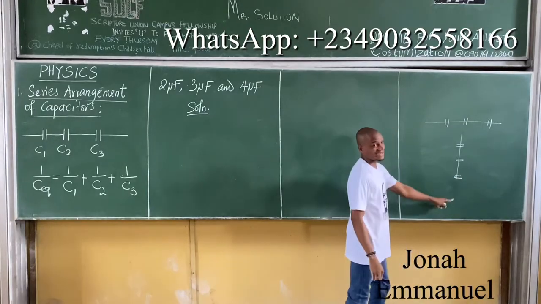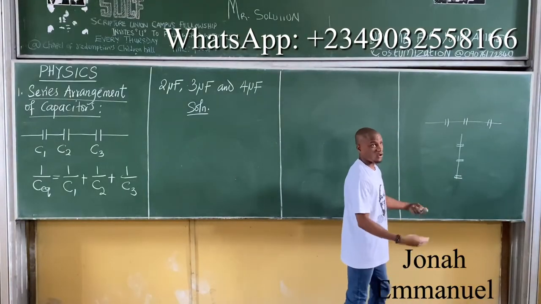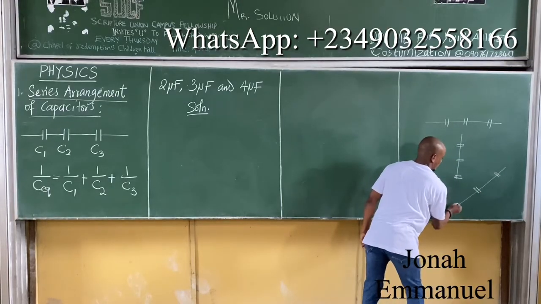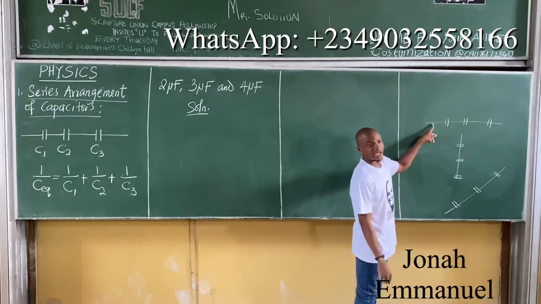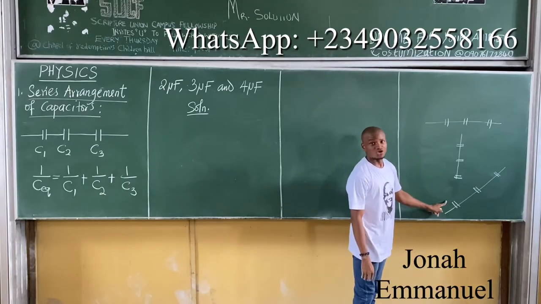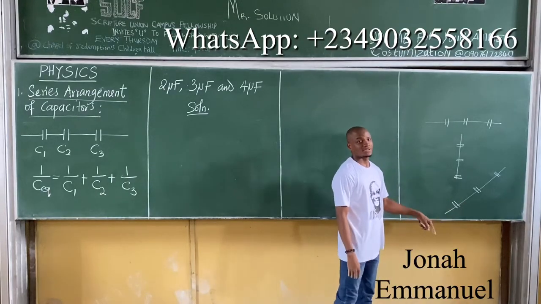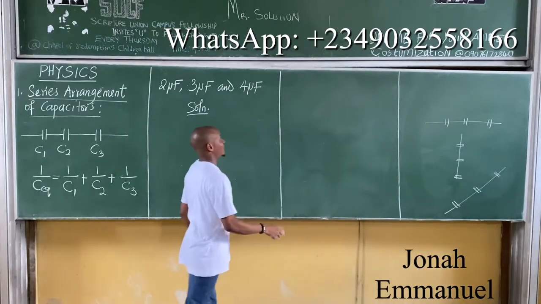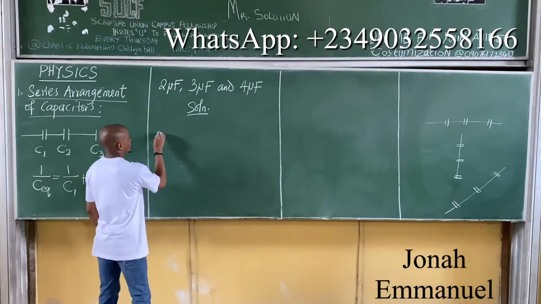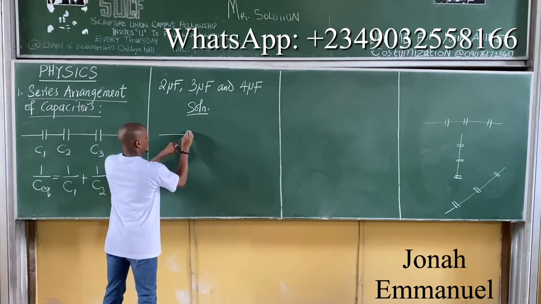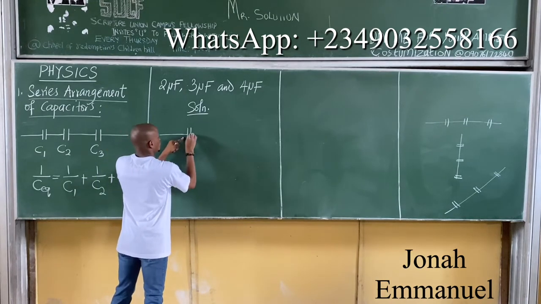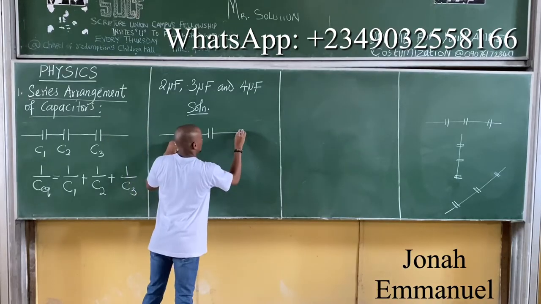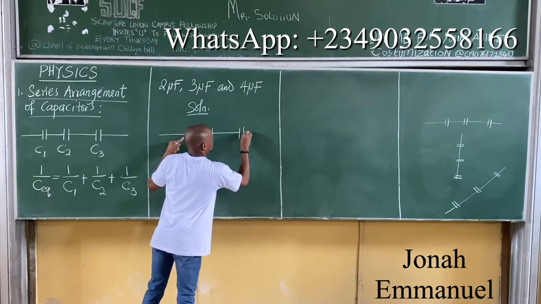I can do it this way, like this, 1, 2, 1, 2, 1, 2. Straight line is still series. If you want, in some cases, you can slant it. So whether this one here or this, so far as it is a straight line, it's still series. Alright, for this one here, I'm taking the basic form. So I'm taking this 1, 2, this one here, 1, 2, then this one here, 1, 2. So you have this.